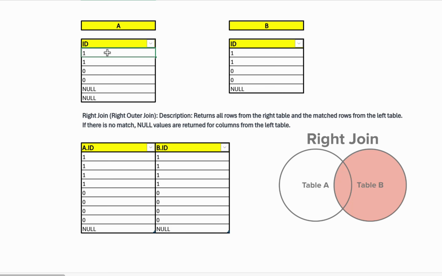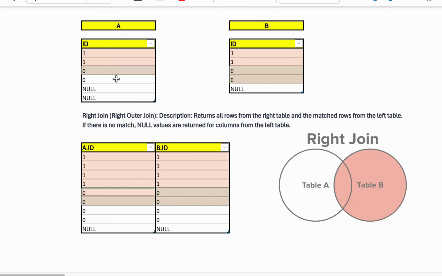If you look into this table A, record number 1, we have 1 and we have 2 matches in table B for this. So that is why we are getting 2 rows for this in our final output. Again, we have 1 in table A and for this one we have 2 matches in table B. So that is why we have 2 more rows in our output. Similarly, for this 0, we have 2 matches in table B, so we have 2 more rows in our output. And for this fourth row in table A, we have again 2 matches in table B, so we have 2 more rows in our output.